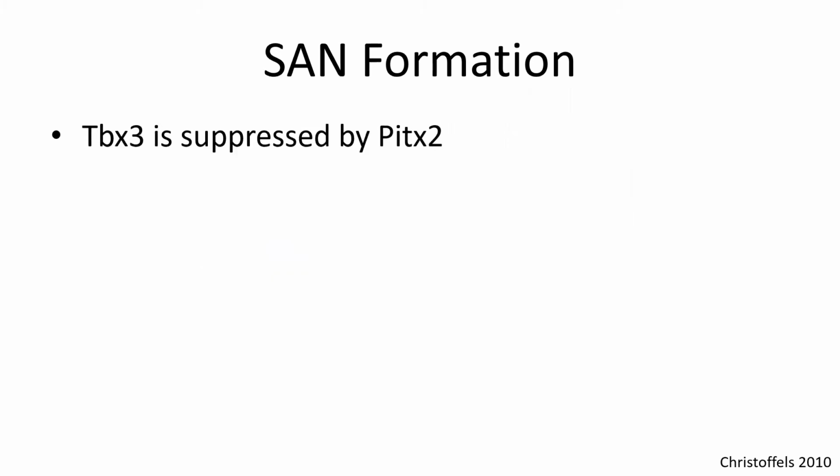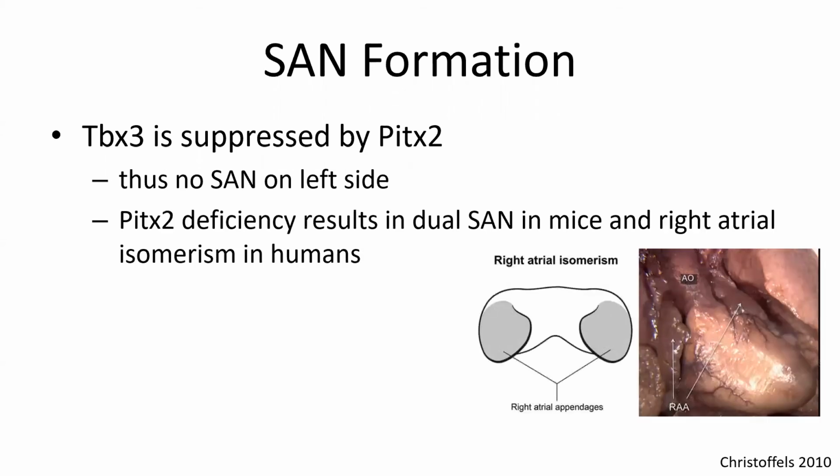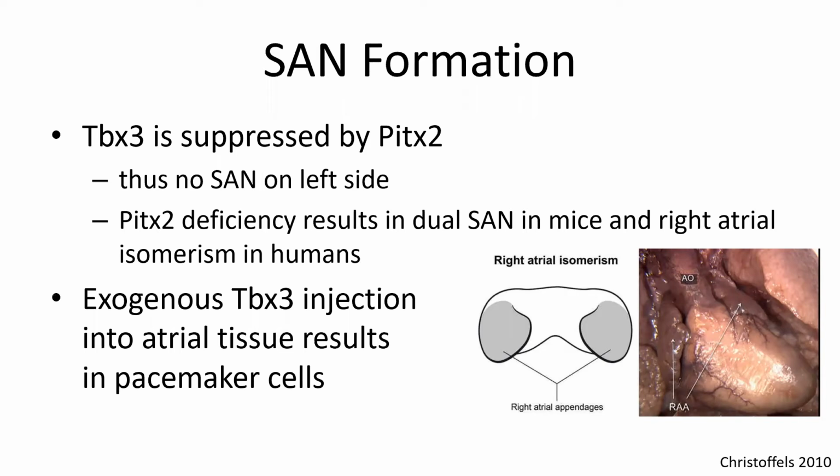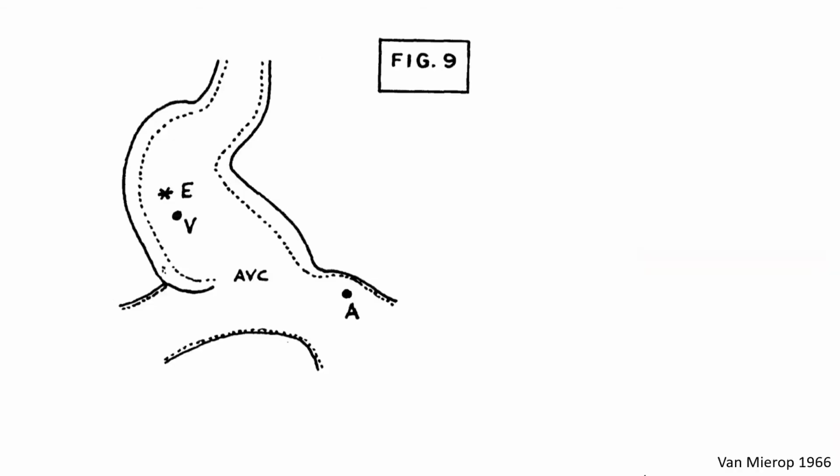So why does the sinus node form only on the right side? Well, that has to do with the PITX2 that's expressed on the left, which inhibits TBX3. Inhibiting the gene that drives the pacemaker phenotype causes the absence of a sinus node on the left side. And going a step further, suppressing PITX2 in mice can develop dual sinus nodes and a form of right atrial isomerism in humans. And flipping the other way, by injecting TBX3, you can turn atrial tissue into pacemaker cells.